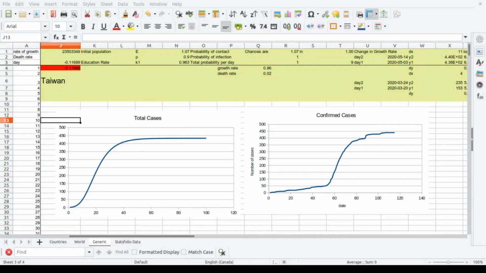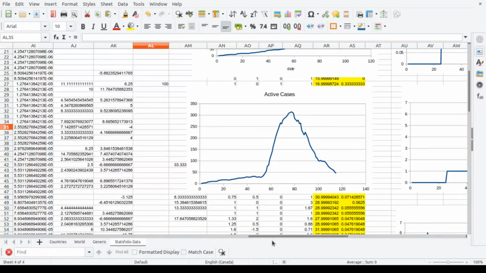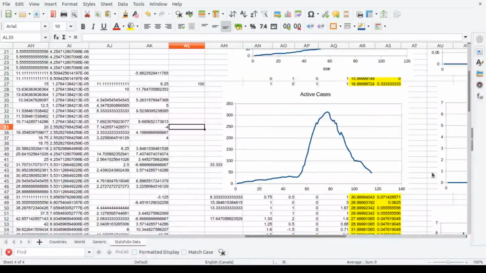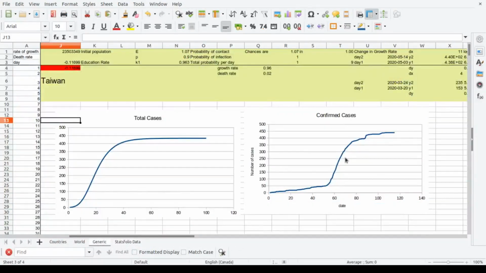Okay, here we are with the spreadsheet. Basically what I've taken from Statsfolio. There's the Taiwan data. Here's what the data all looks like when it comes into the spreadsheet. It makes some graphs and I pop them onto the spreadsheet here. So on the right-hand side are the confirmed cases. This is from the data itself, and this is what was predicted. So we've predicted it'd be less than 450.